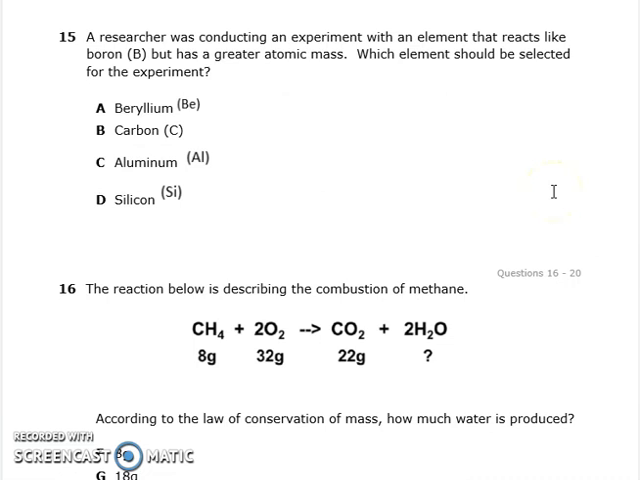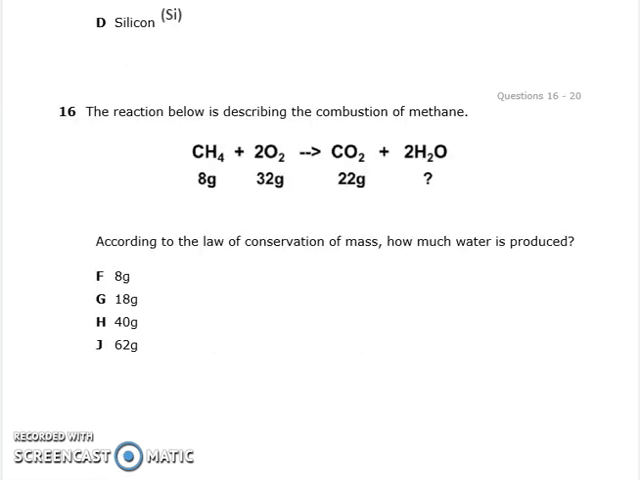Number 15. A researcher was conducting an experiment with an element that reacts like boron but has a greater atomic mass. Which element should be selected for the experiment? A, beryllium. B, carbon. C, aluminum. Or D, silicon.